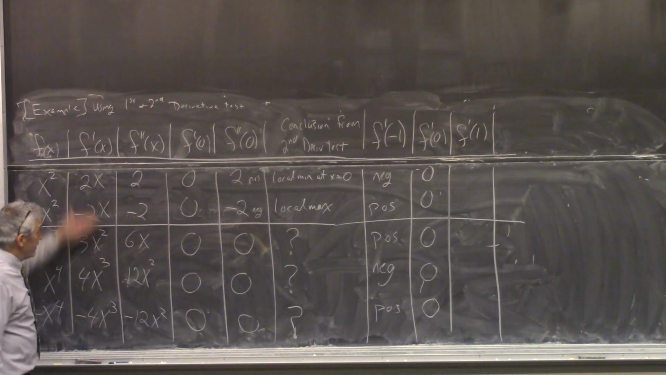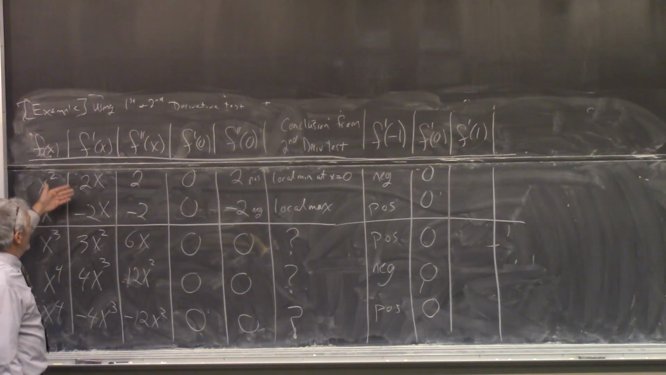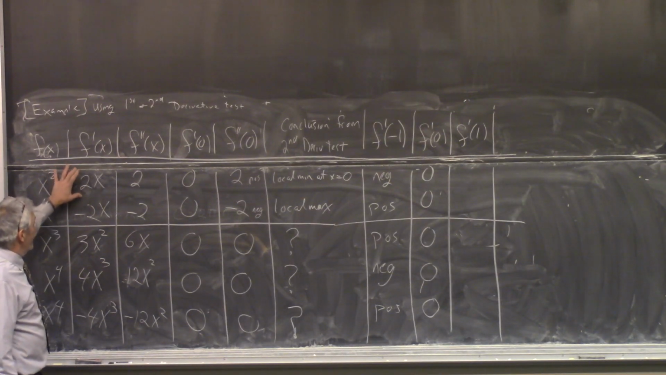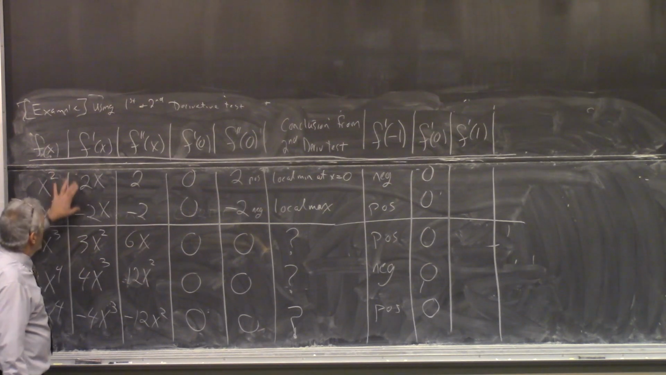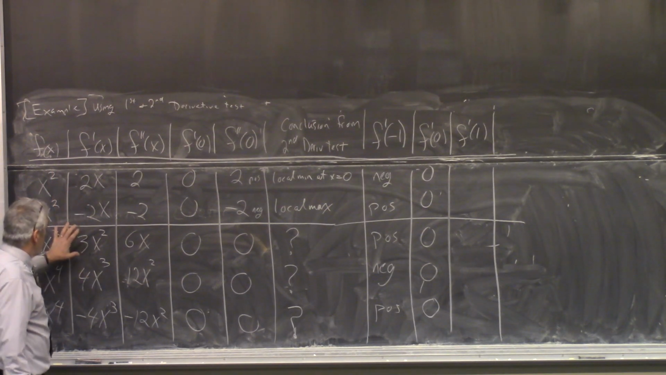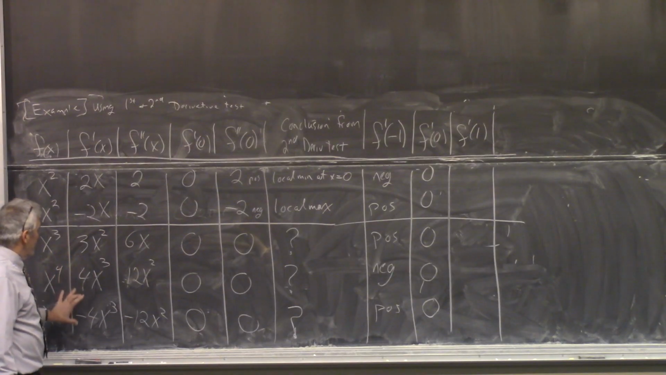Now let's go through all these again, but this time plug in x equals 1. This is going to turn out to be positive. This is going to turn out to be positive. Then this one's negative, and then this one's going to be positive, positive, and then negative.